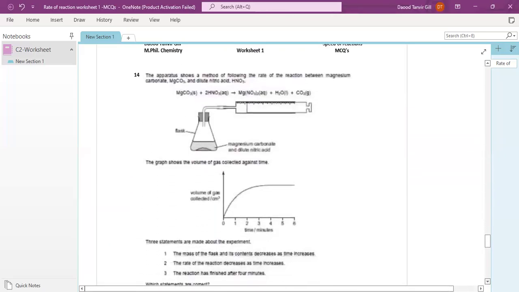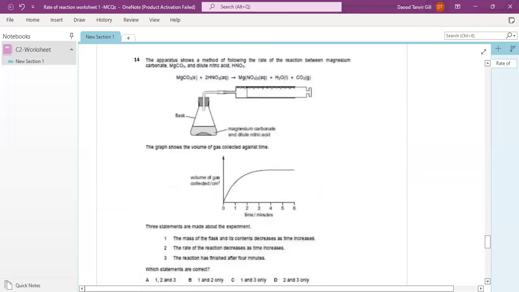Okay, question number 14. Again, students, this is a reaction between magnesium carbonate and dilute nitric acid. The apparatus has been shown, and we are also provided with the chemical equation. A graph is also provided for our convenience. We just have to look for the correct statements in this question. The mass of the reactants and its contents decreases as time increases. Yes, as carbon dioxide gas is being evolved, there would be a decrease in the mass of the reactants in the flask. So this option is correct.